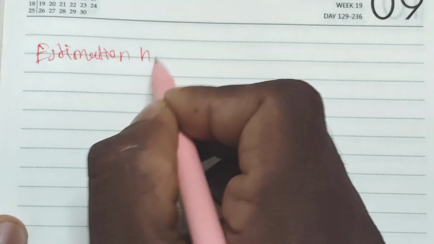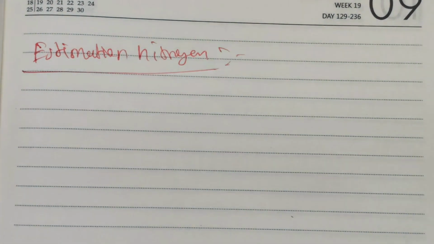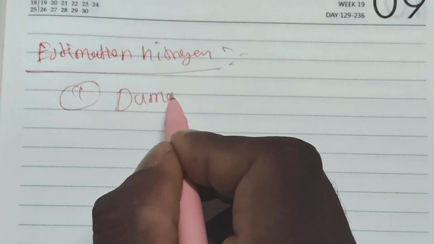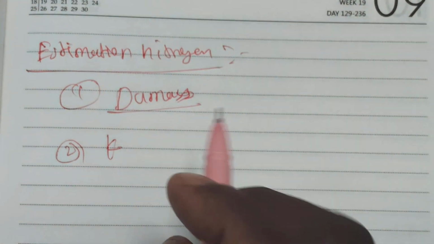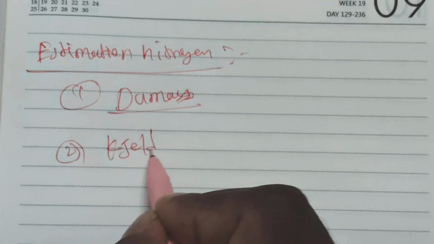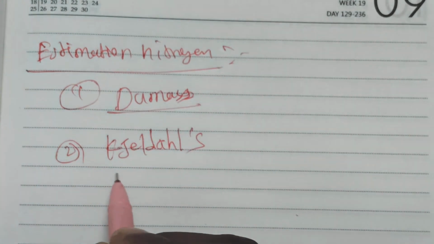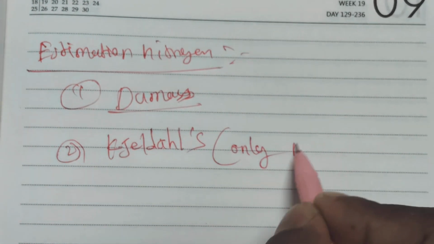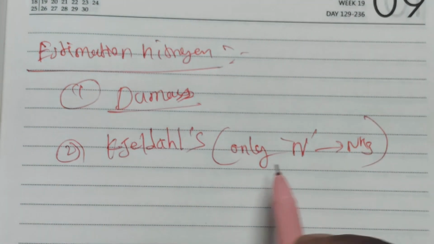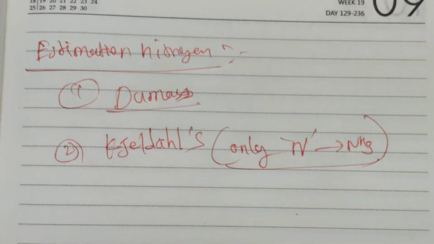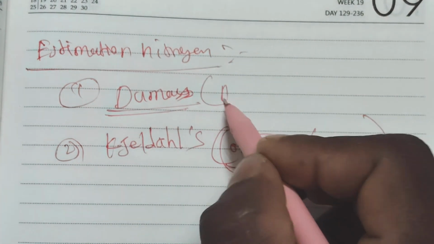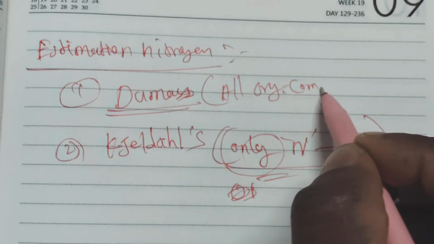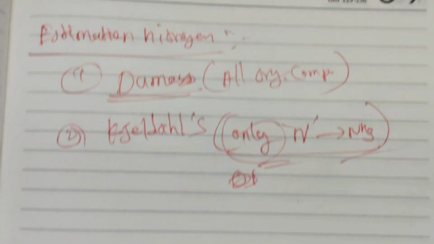Okay, the estimation of nitrogen. There are two methods: one is the Dumas method, and the other is the Kjeldahl method. The Kjeldahl method is only for organic compounds whose nitrogen can be converted into ammonia. Only those molecules are analysed by the Kjeldahl method. The remaining organic compounds, especially all nitrogen containing organic compounds, are estimated by the Dumas method. Let's see them one by one.